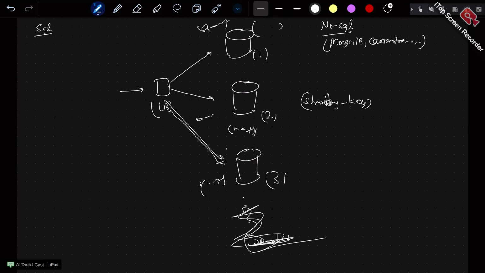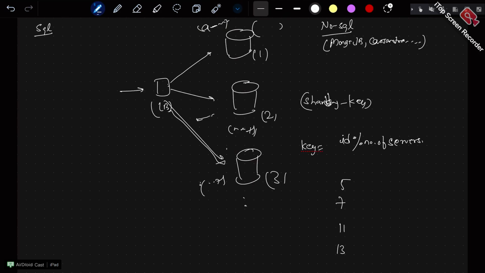Okay, three are there. So for example, my sharding key is such that the ID of the request mod the number of servers. This is the sharding key. For example, user ID 5 comes in, 7 comes in, 11 comes in, 13 comes in, 15 comes in. We'll mod each and every request with the number of servers, 3. So in which node will it go?